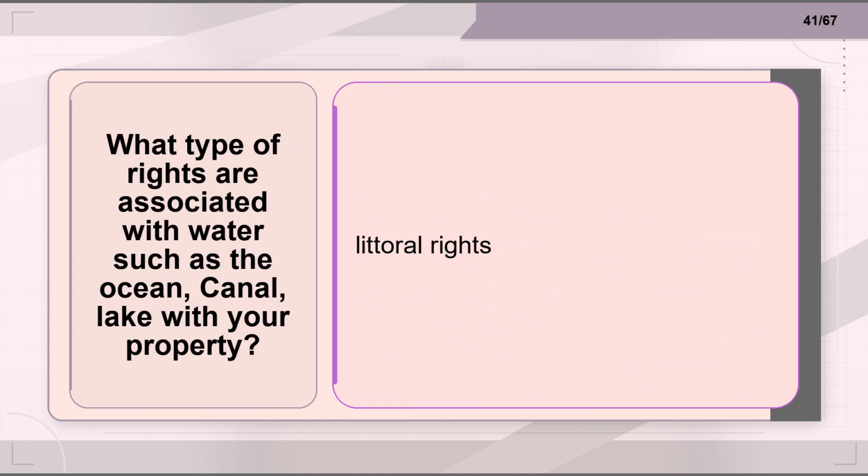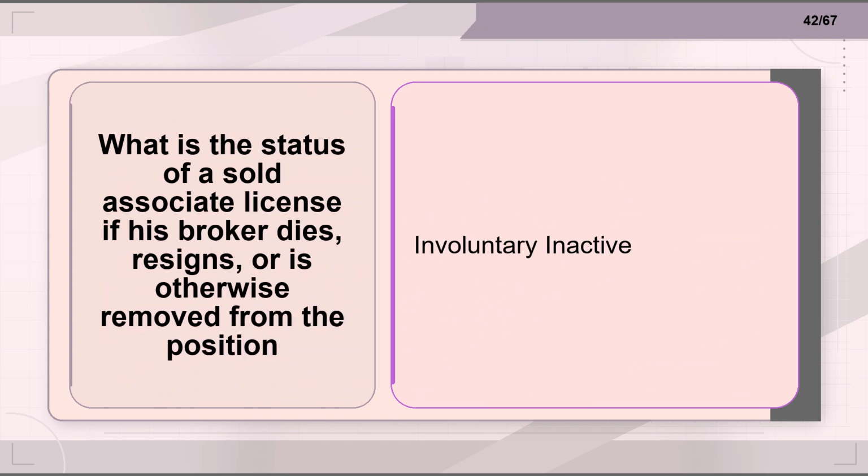Flashcard 41. Term: what type of rights are associated with water such as the ocean, canal, or lake with your property? Definition: littoral rights. Flashcard 42. Term: what is the status of a sales associate license if his broker dies, resigns, or is otherwise removed from the position? Definition: involuntary inactive.